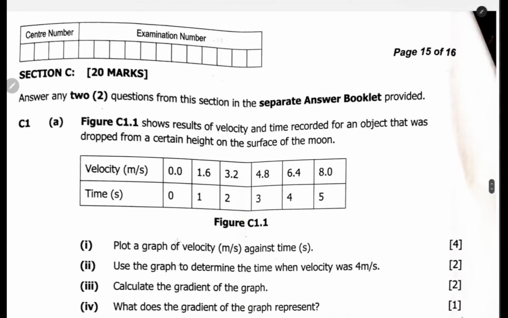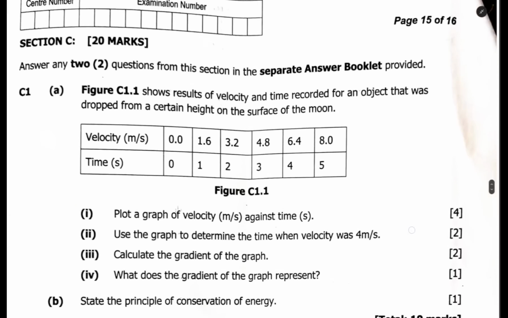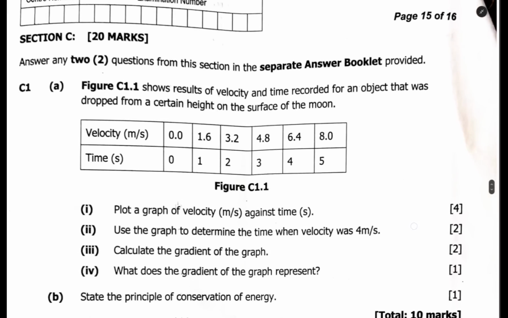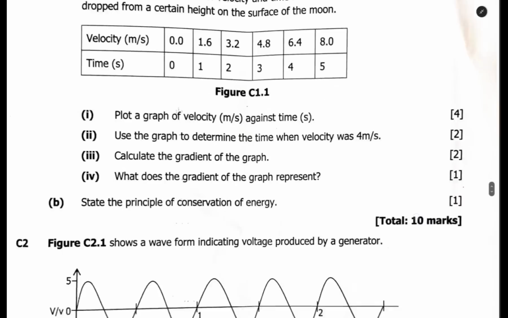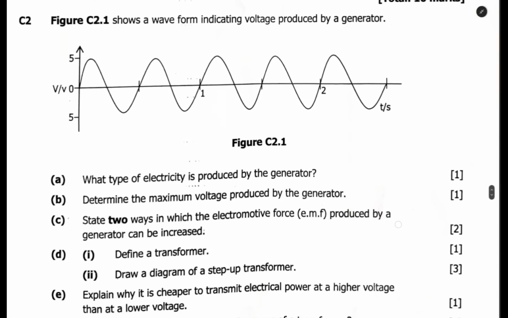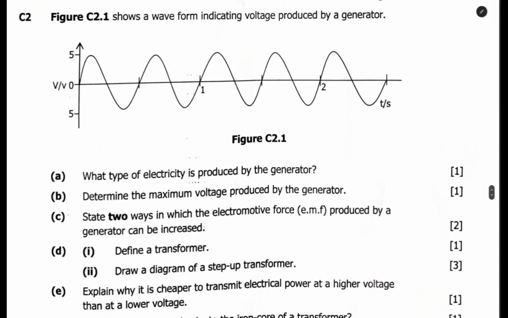Okay, so the other question that came on the graph part, we are not going to do the graphing, but of course I'll just give you the question to try it out. This one was on the velocity time graph, where you are given the numbers, then you plot the graph of velocity against time, then you answer the questions that follow. I hope there's no one having problem on this part of mechanics. Then the other question that we can answer now is C2. So figure C2.1 shows a waveform indicating voltage produced by a generator.